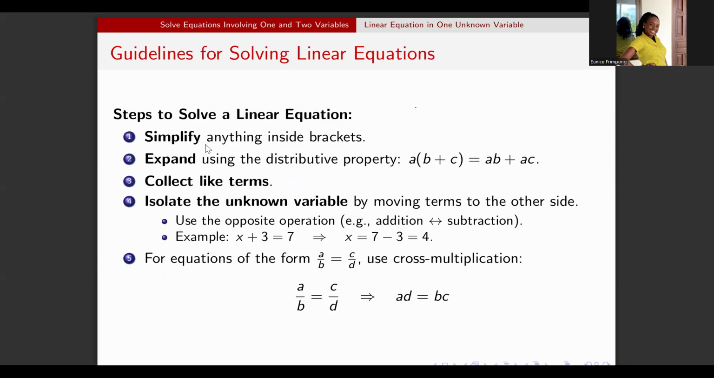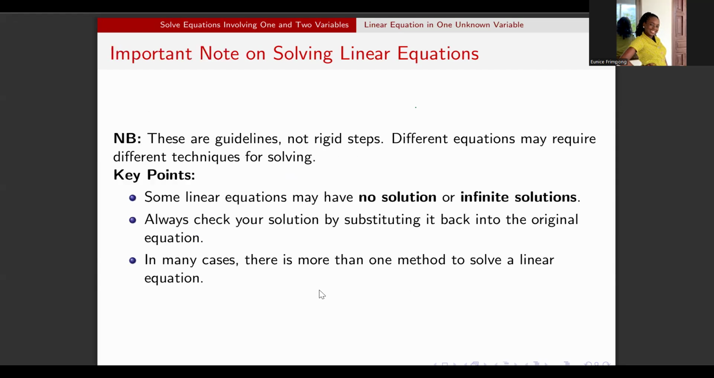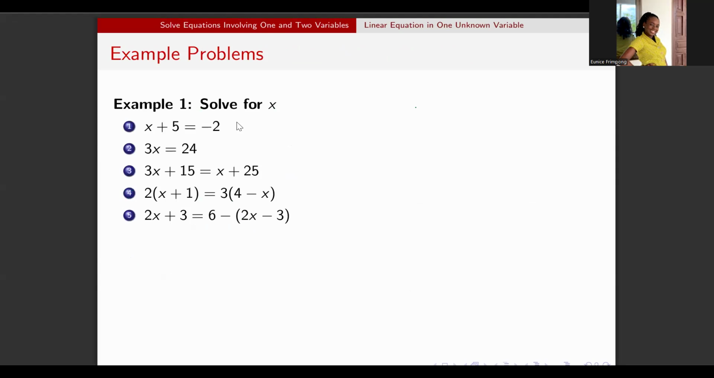Well, how do you solve a linear equation in one variable? The first step is to simplify anything that is within a bracket. And then you also try to remove brackets, or you use the distributive property to expand the bracket. Then you collect like terms, you isolate the unknown variable, and then you simplify. So let's try some examples.